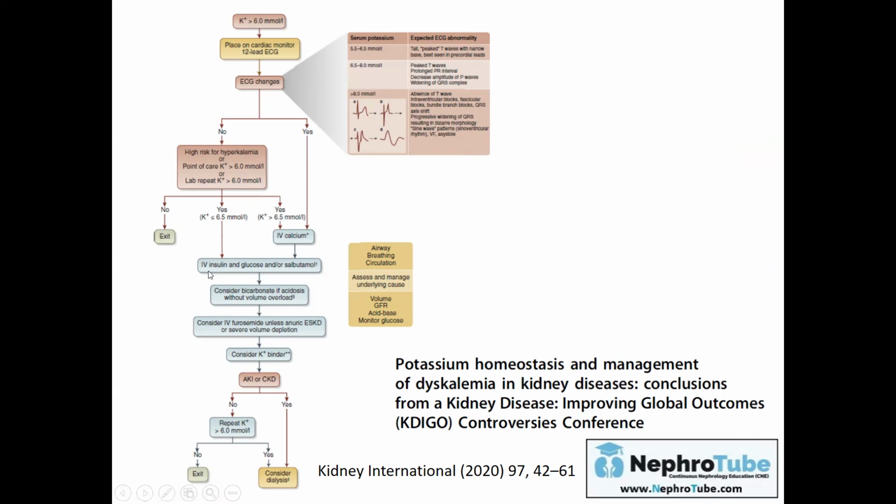The second line of management is intravenous saline and glucose, plus or minus salbutamol, a beta agonist. We may consider bicarbonate if there is acidosis but without volume overload. Consider intravenous furosemide if the patient is not end-stage renal disease or if there is no volume depletion. Consider potassium binder, and finally, if no response, you may consider dialysis. Let's start to talk about each step of this.